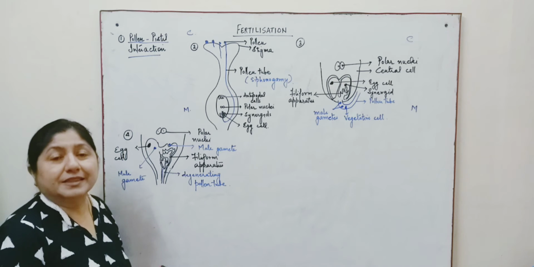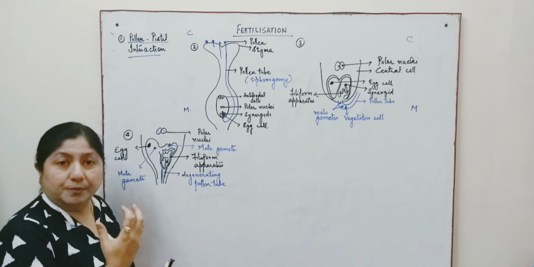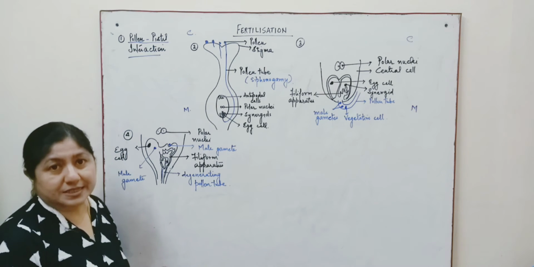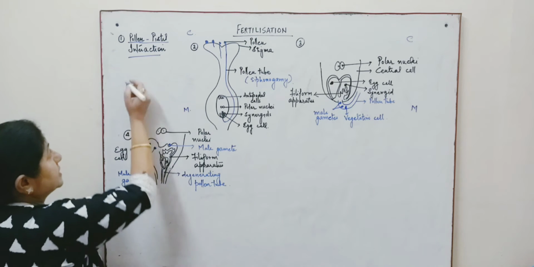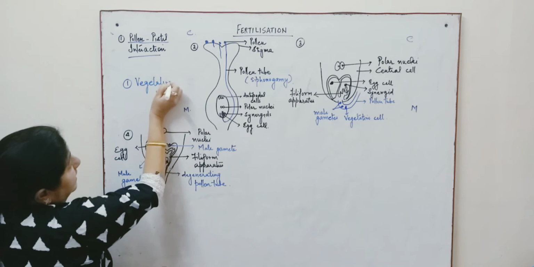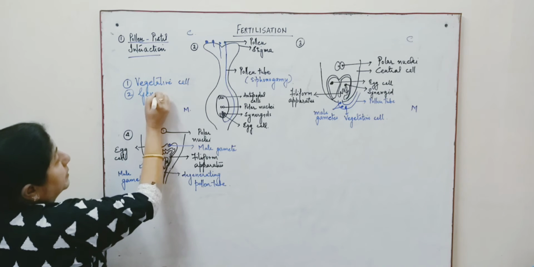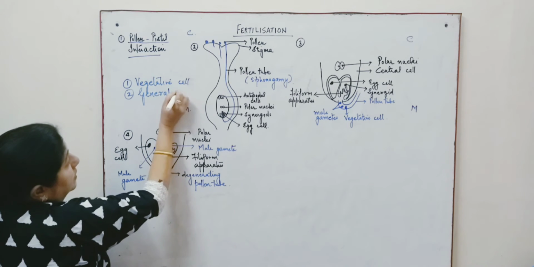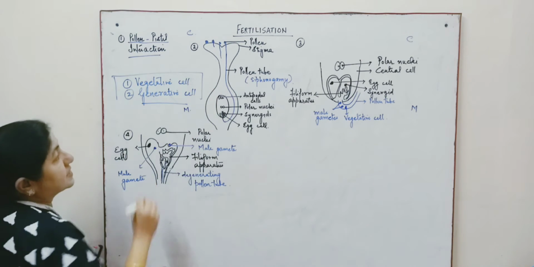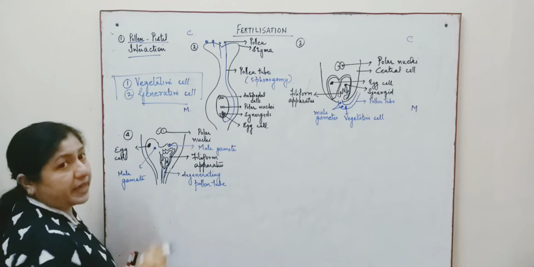Also recall that the pollen grain which is released during the process of transfer is released at two cell stage. That is, one is the vegetative cell, and the second is the generative cell. Normally, all the angiosperms have pollen grains which are released at two cell stage. So let us now come on to the next step.